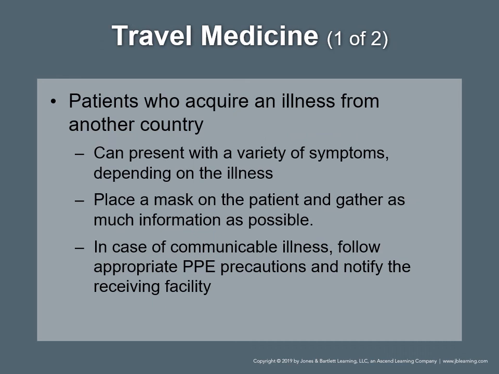Travel medicine. Patients who acquire an illness from another country can present with a variety of symptoms depending on the illness. When you encounter an ill patient with a recent travel history, place a mask on the patient and gather as much information as possible. If you suspect the patient has a communicable illness, follow appropriate PPE precautions and notify the receiving facility.